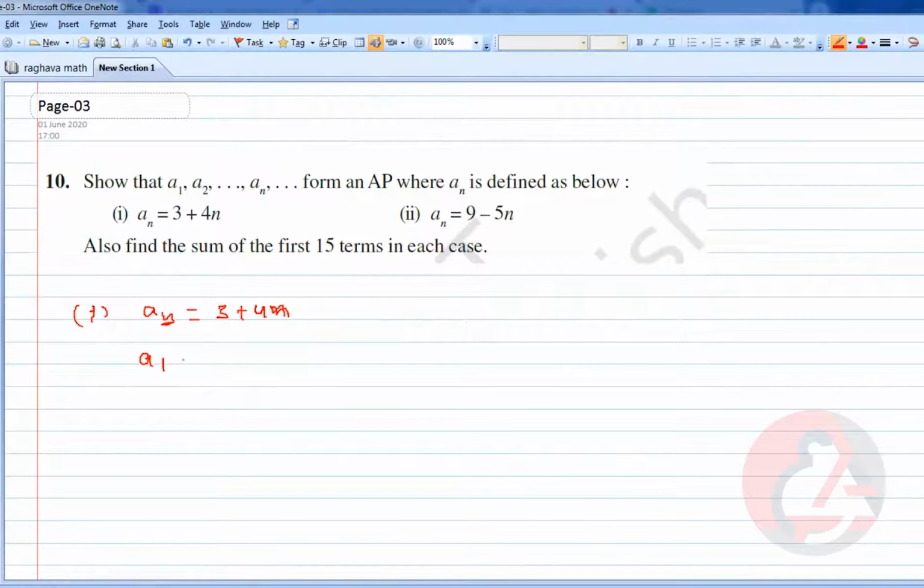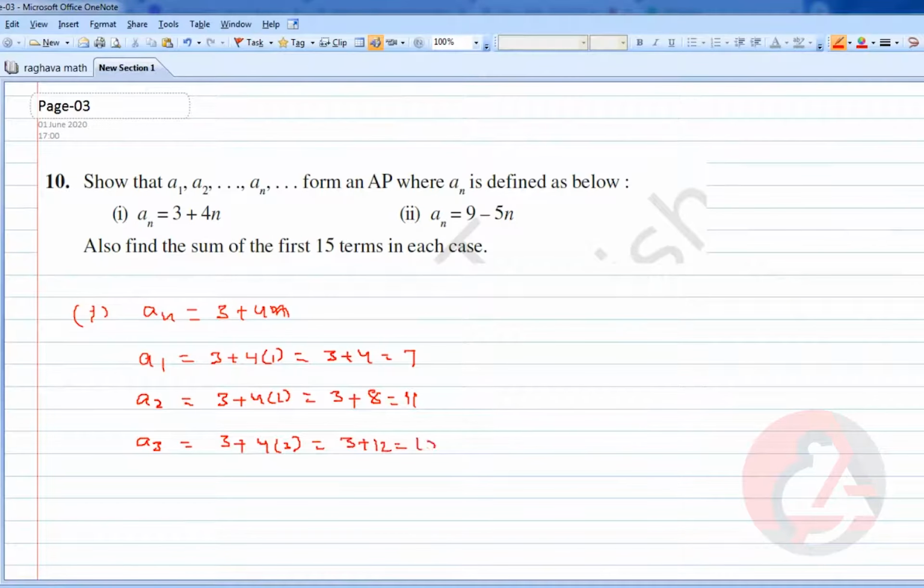If I want to find out a1, in place of n you substitute 1. So 3 plus 4 into 1, that is 3 plus 4, 7. If I want to find out a2, 3 plus 4 into 2, so 3 plus 8, that is 11. If I want to find out a3, 3 plus 4 into 3, that is 3 plus 12, so 15.